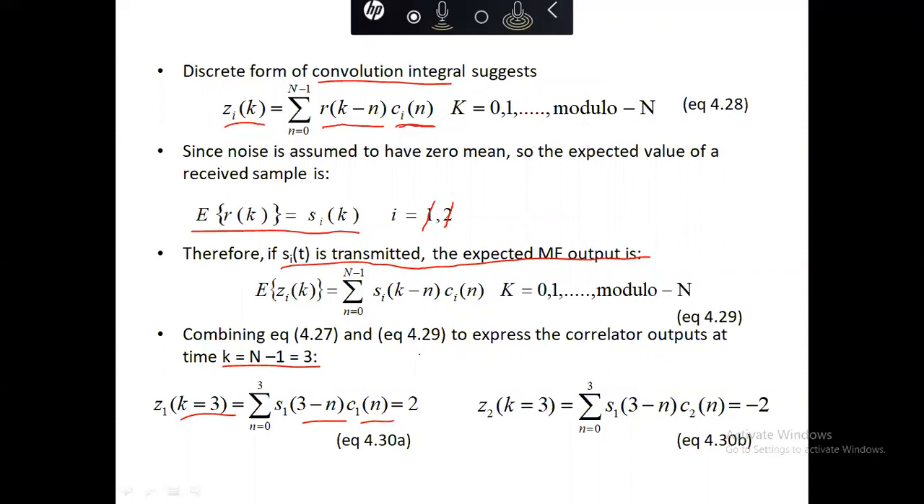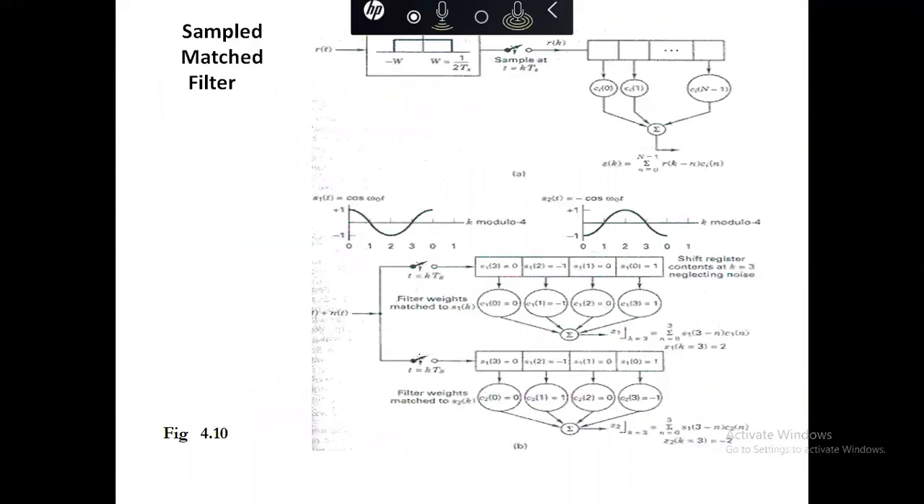And I will show you this example first, and we will come back to this slide again. So look at this example. We have the received signal, and a filter whose bandwidth is 1 by 2 TS. What we will do is take the first sample as S1 of 0. For example, if the received signal is S1 of 0, we have this as S1 of 0.